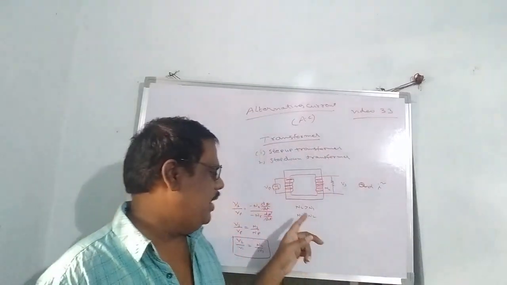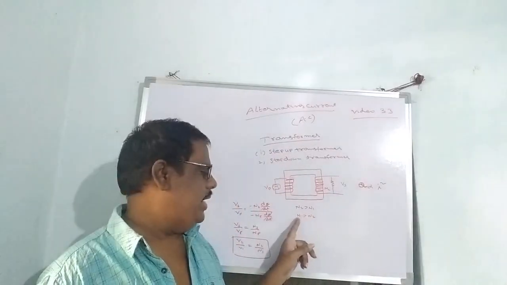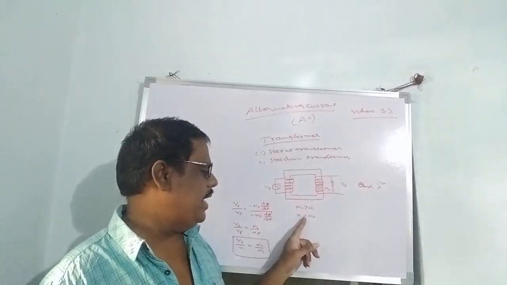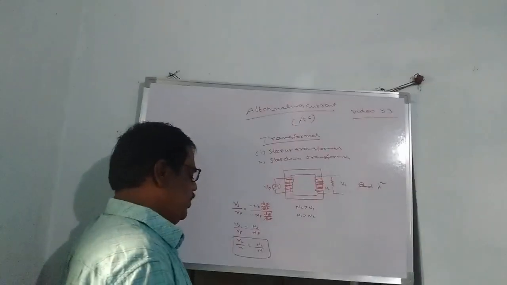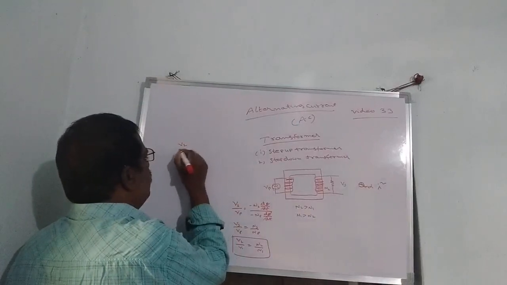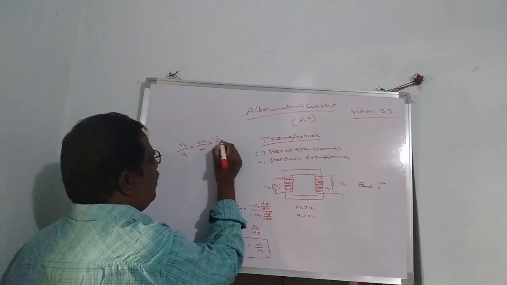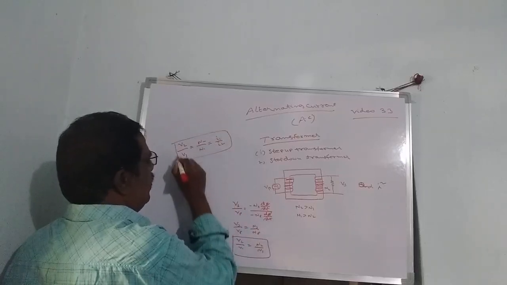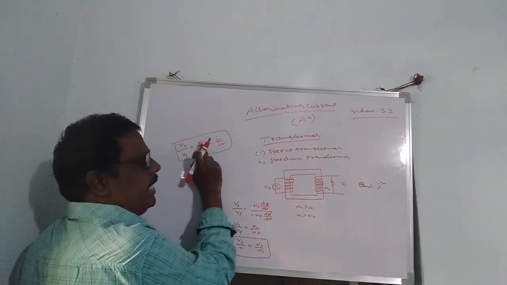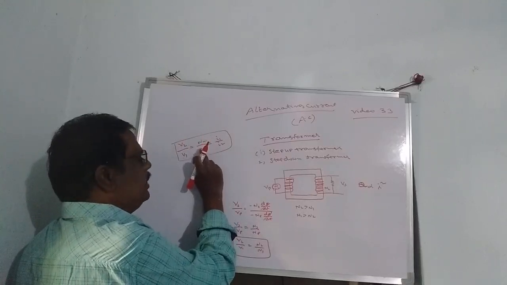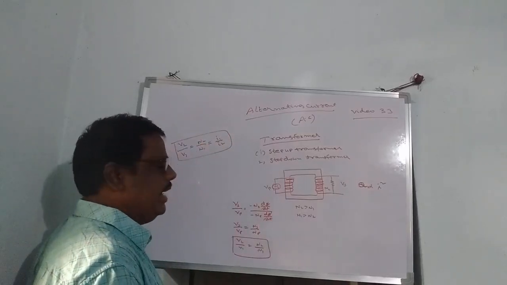In a step up transformer, the number of turns in the secondary is greater than the number of turns in the primary. In a step down transformer, the number of turns in the primary is greater than the number of turns in the secondary. There is also a relation between these and the current. V2 by V1 is equal to N2 by N1, which is equal to I1 by I2. This is the transformer formula, where V2 and V1 are the EMFs produced at the secondary and primary, N2 and N1 are the number of turns in the secondary and primary coils, and I1 and I2 are the currents in the primary and secondary coils.